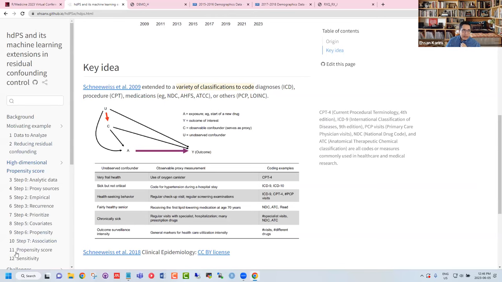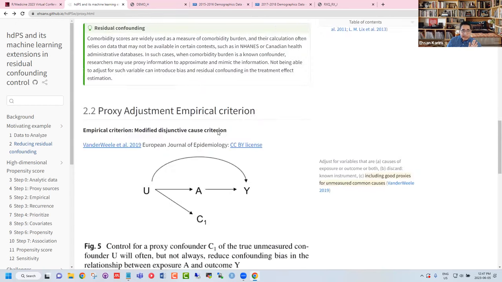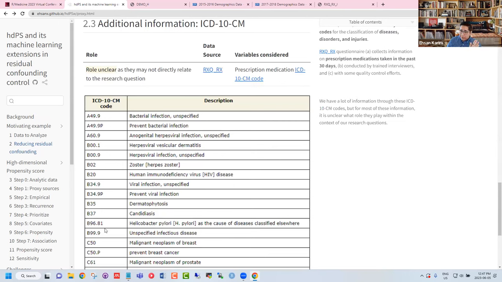So you can see there are different steps involved in the high dimensional propensity score. And by following those steps, they try to identify which of these codes are going to be helpful for the analysis. One thing to notice here is that there are two types of variables we are talking about. One type of variable, if we go back to our previous slide, is the variables that were already identified by the subject area experts as helpful for our analysis, right? So these are called investigator-specific covariates. And then we also have additional information, and these are proxy information. These are not investigator-specific covariates.